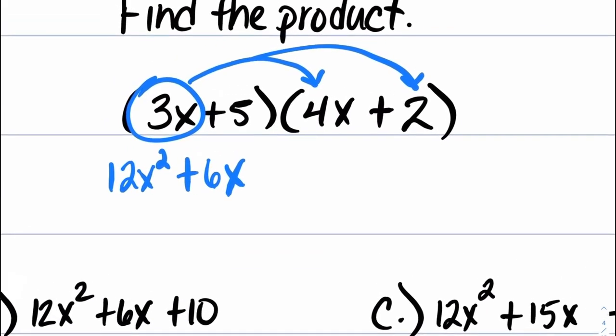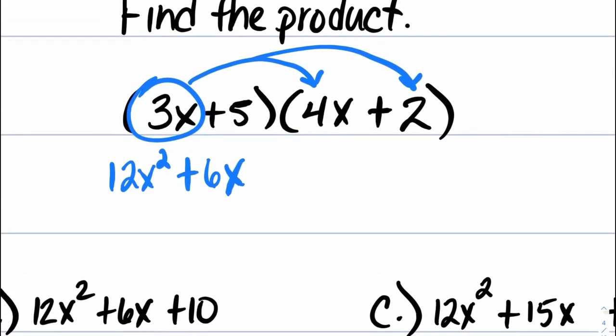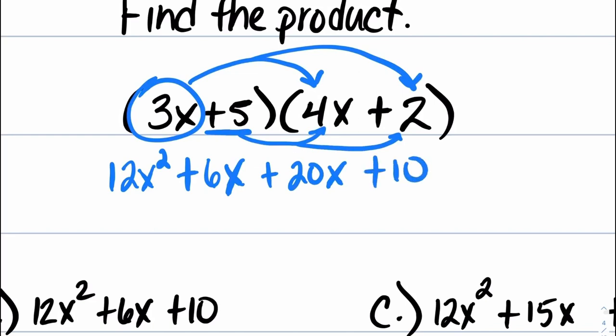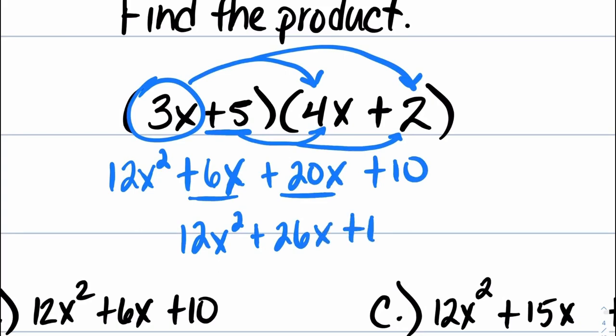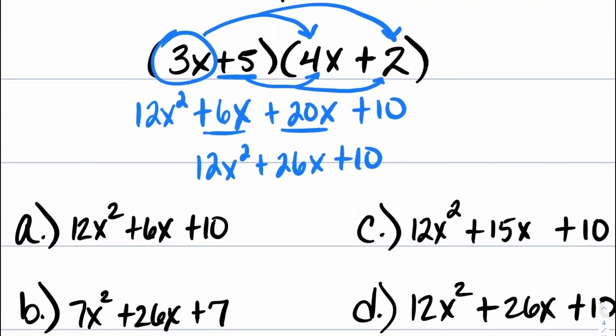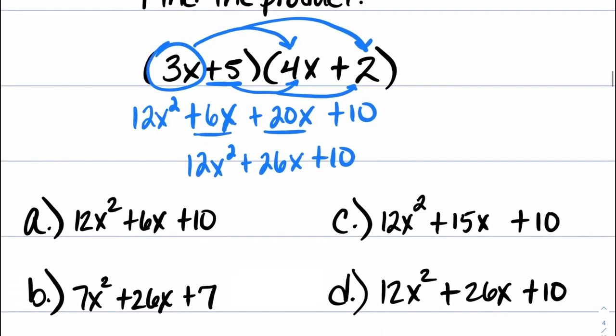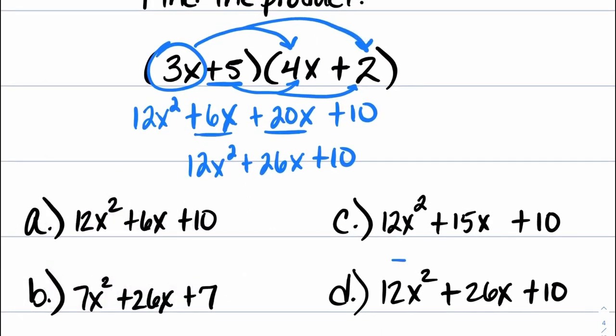Okay. Next thing I'm going to do is take my second term in my left polynomial, which happens to be a 5. I'm going to distribute it to both terms in the right polynomial. 5 times 4x is 20x, and 5 times 2 is 10. And then as my last step, I'm going to combine my like terms to get 12x to the second plus 26x plus 10. And let's see which answer choice that looks like. That looks like answer choice letter D.